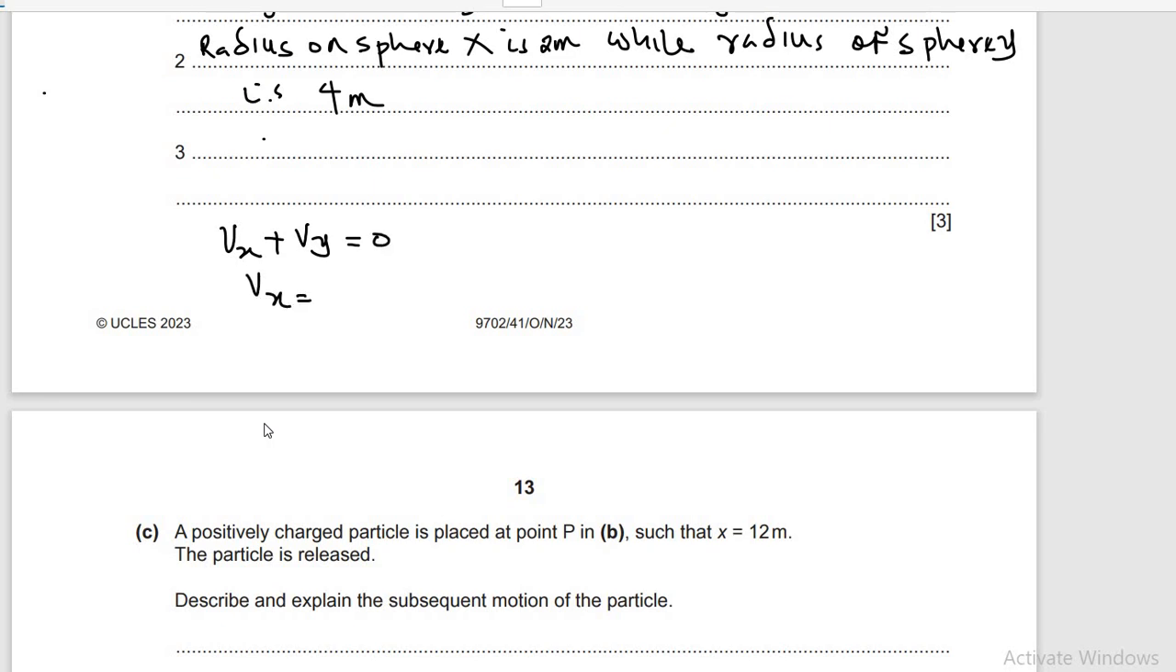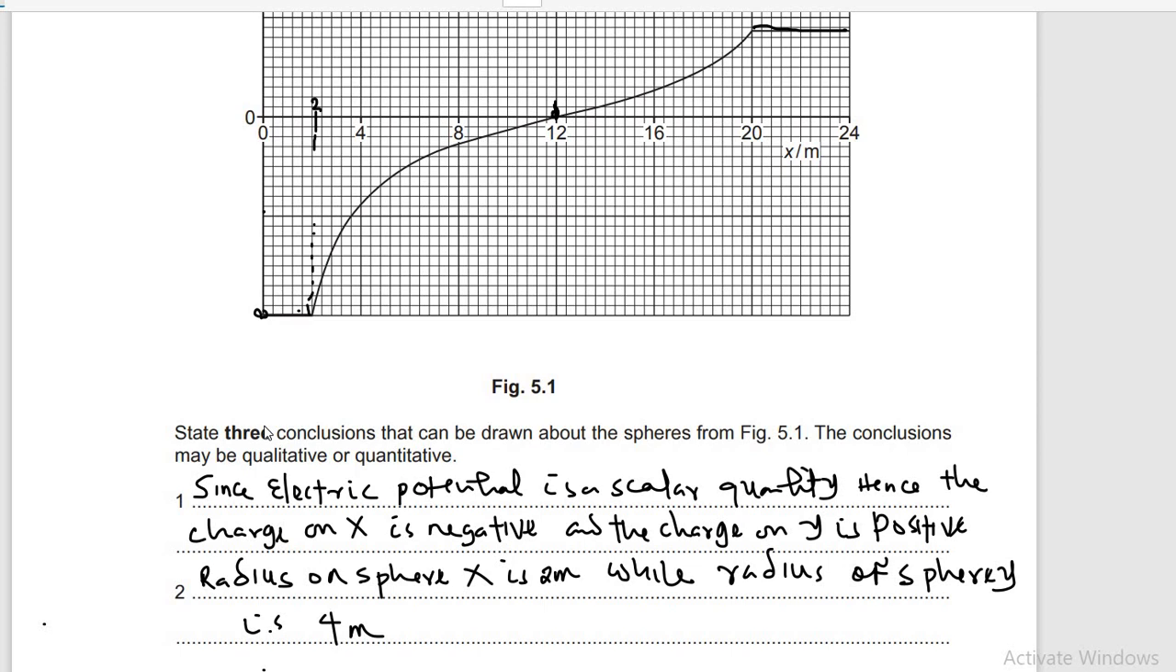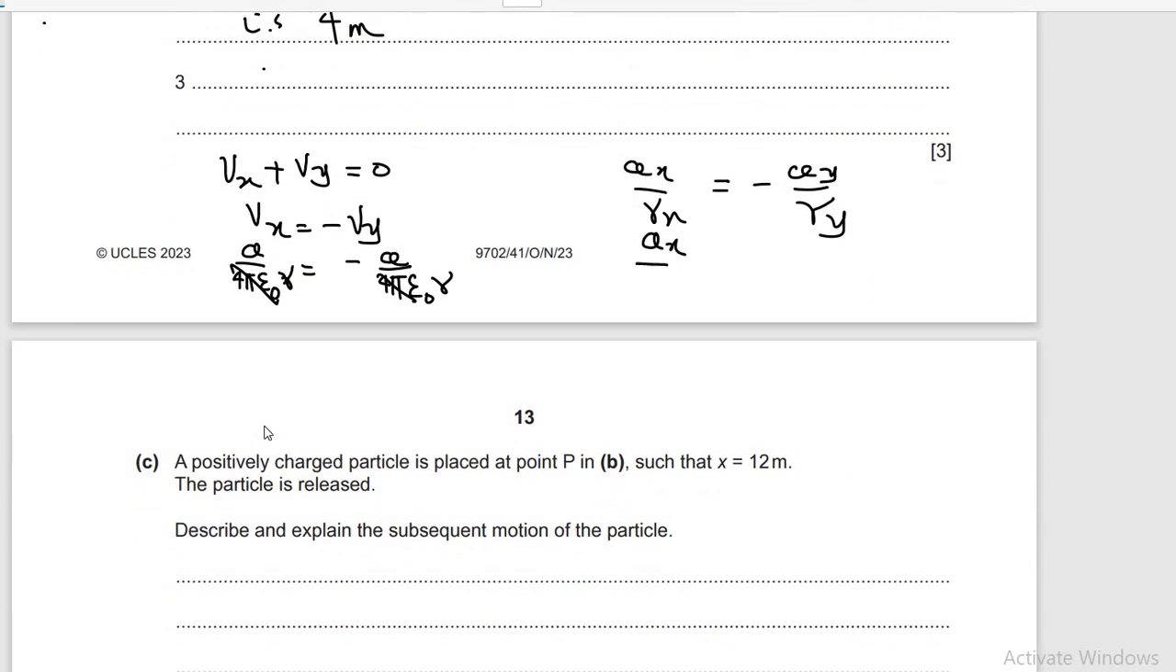So Vx equals negative Vy. Now what's the formula for electric potential? Q over 4 pi epsilon naught R. The same thing here. So we cancel 4 pi epsilon naught, and we have Qx over Rx equal to negative Qy over Ry. The distance from the center to here is 12, and from 12 to 24 is also 12. So Qx over 12 equals negative Qy over 12. The 12s cancel, so the charges are equal to each other but opposite in sign.